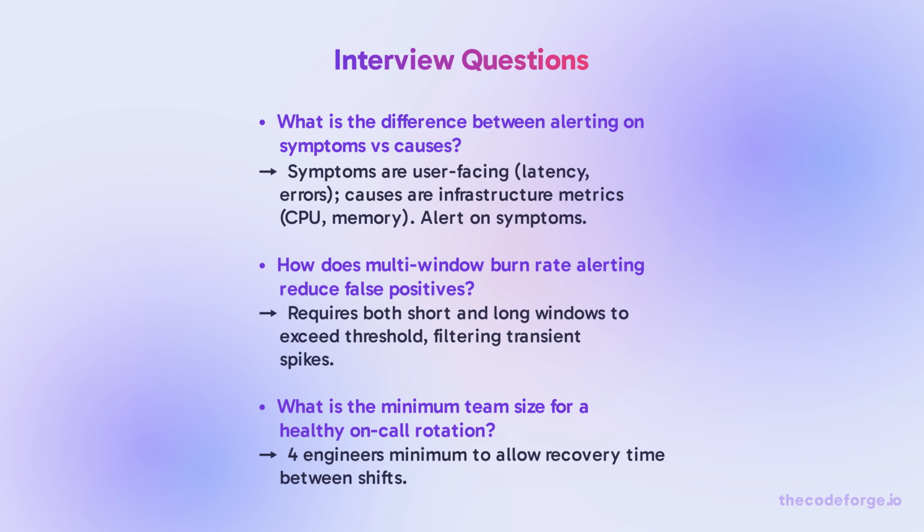Let's run through some common interview questions. What is the difference between alerting on symptoms versus causes? Symptoms are user-facing latency, errors. Causes are infrastructure metrics, CPU, memory. Alert on symptoms. How does multi-window burn rate alerting reduce false positives? Requires both short and long windows to exceed threshold, filtering transient spikes.